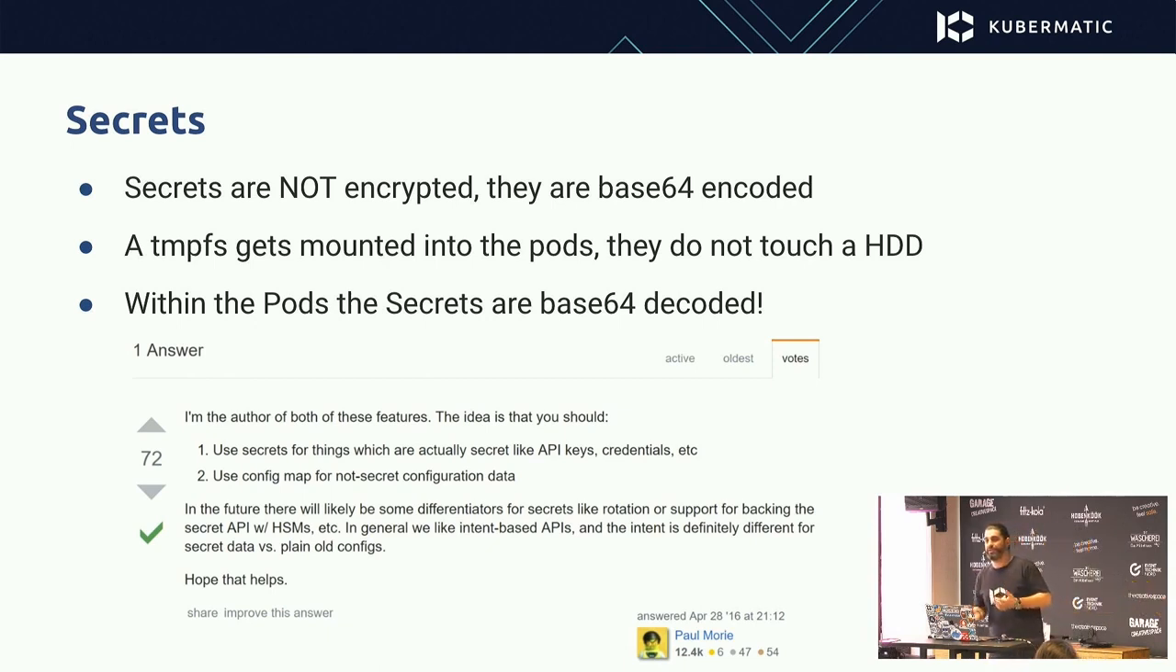The idea was to have secrets encrypted, but that never happened. So they are all base64 encoded, and it's good that ConfigMaps and Secrets are different objects, so that with RBAC you can make different roles and bind them, but still Kubernetes secrets are not secrets.